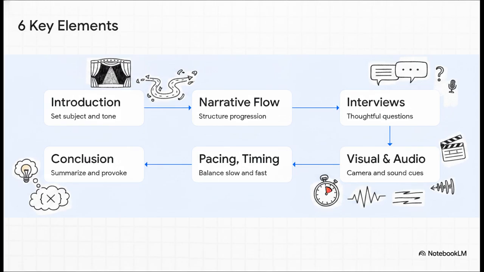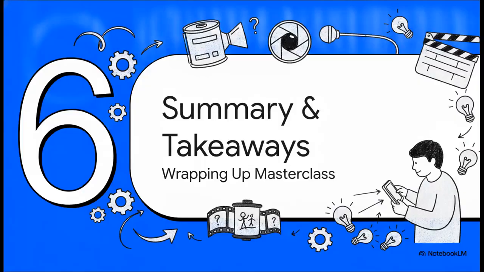Step 5 is pacing and timing, which is all about balancing slower, reflective moments with action-driven sequences. And finally, Step 6 is the conclusion, where you summarize key points and leave the audience with a really thought-provoking takeaway. And that brings us to Section 6, Summary and Key Takeaways, wrapping up the masterclass.